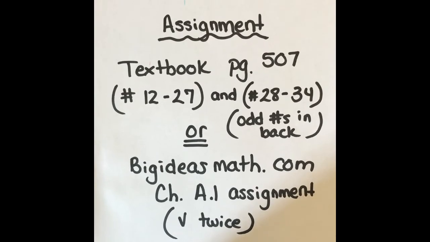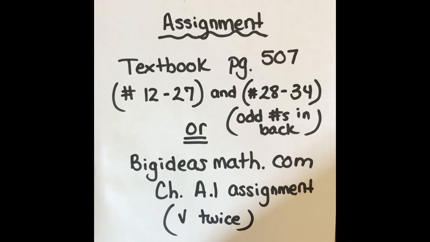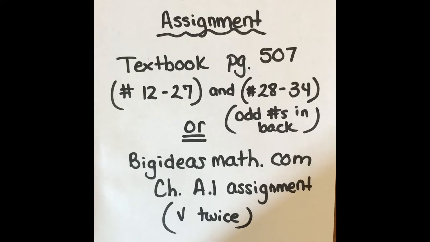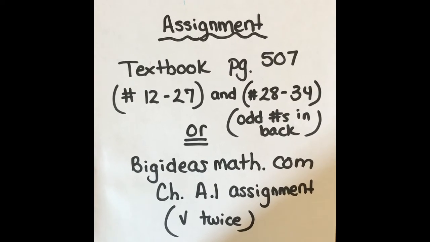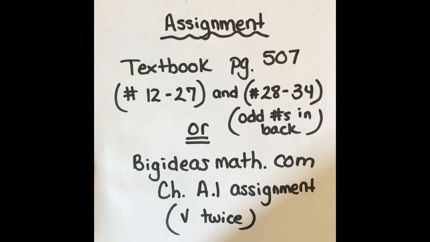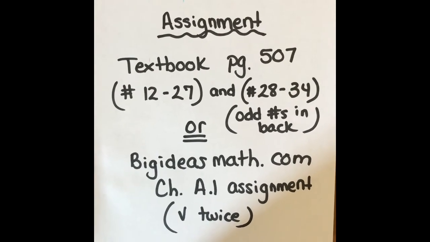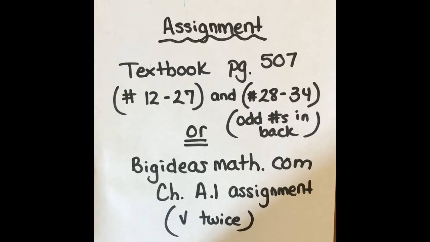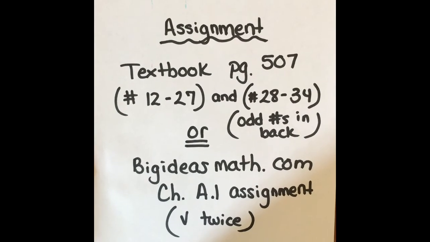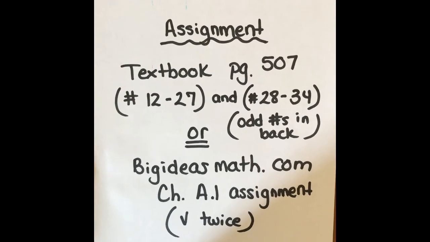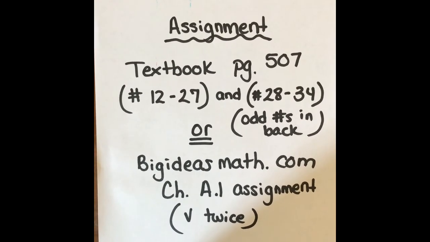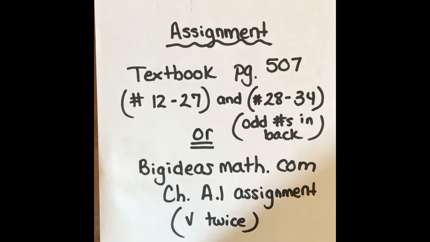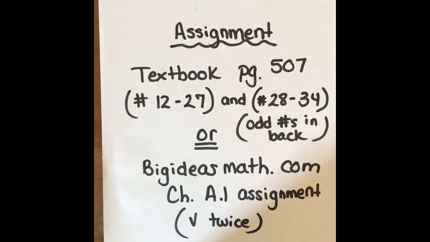All right, the assignment for this is pretty easy. It shouldn't take you very long. You can work out of the textbook, page 507. I would like you to do numbers 12 through 27 and 28 through 34. Check your odd numbers in the back of the book, take a picture of it completed, and email it to me. Or you can go to bigideasmath.com. There will be a chapter A1 assignment. You can check all of your answers twice in there and make sure you submit to get credit.